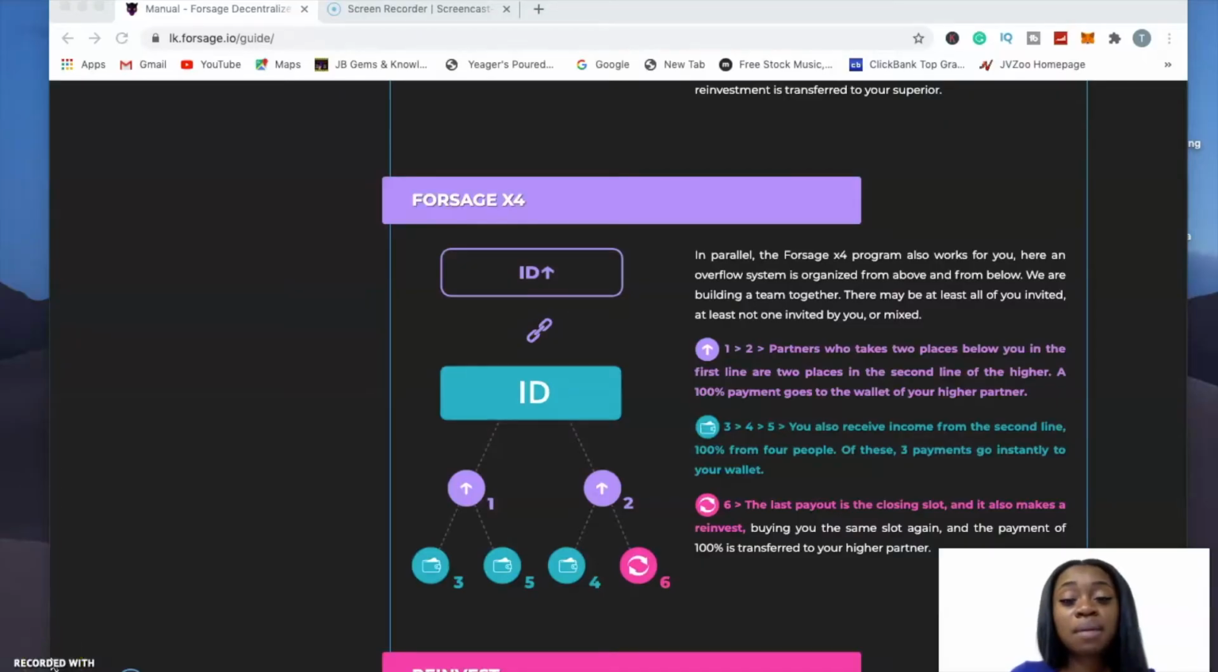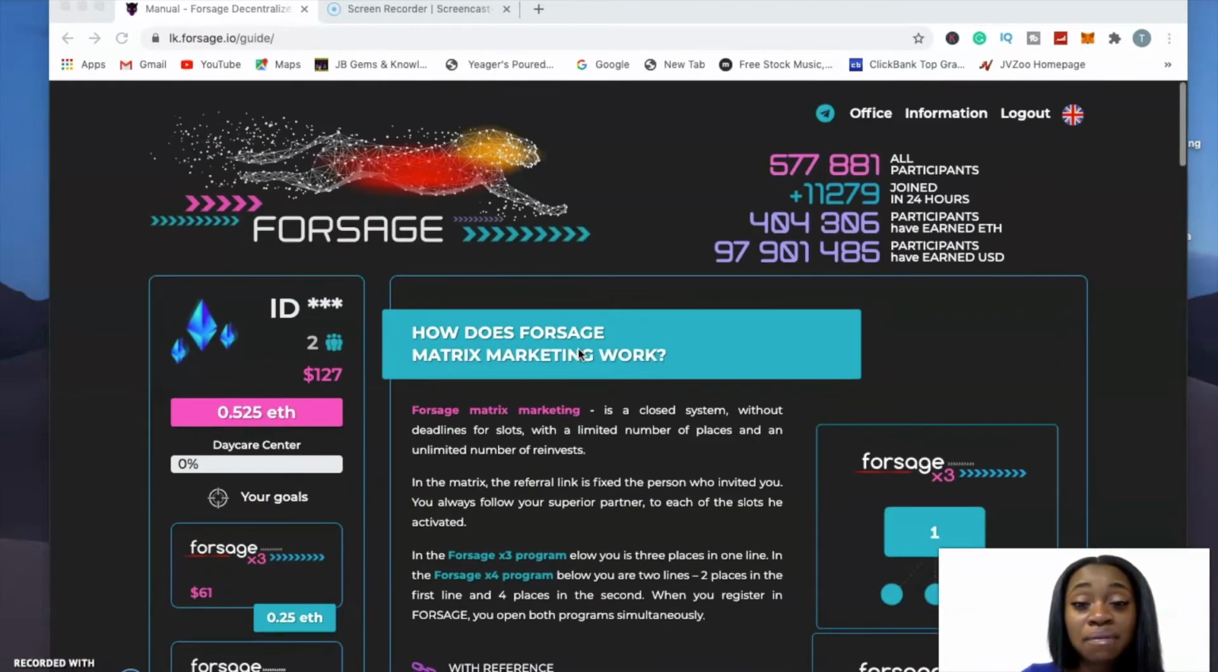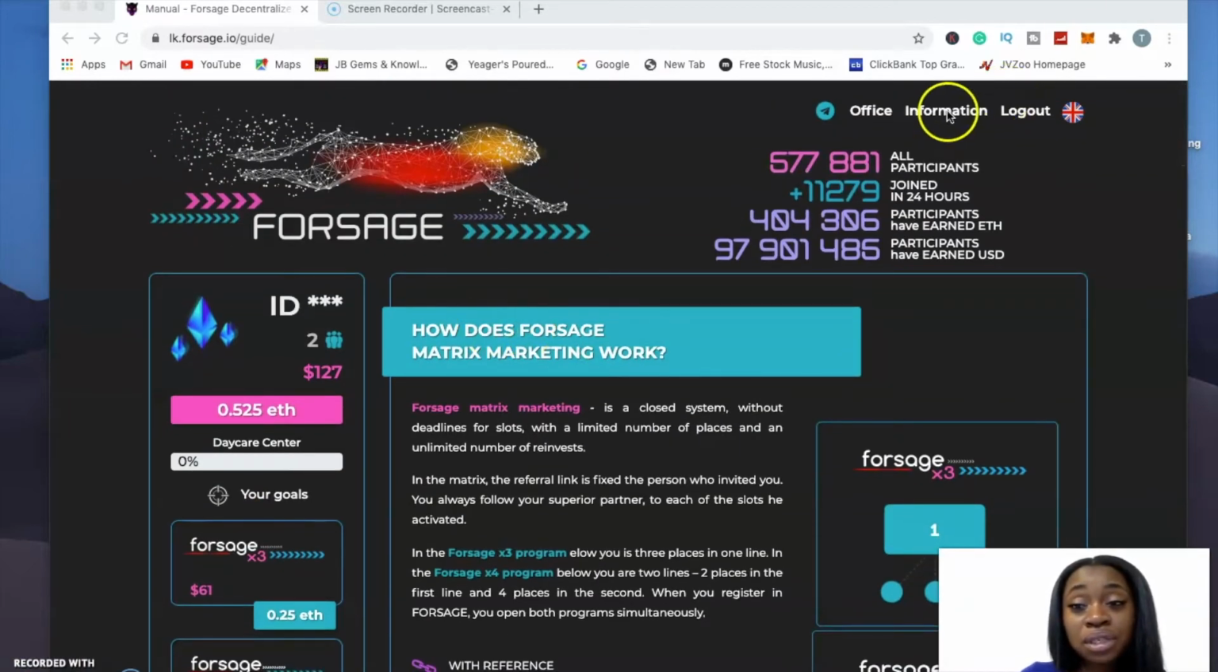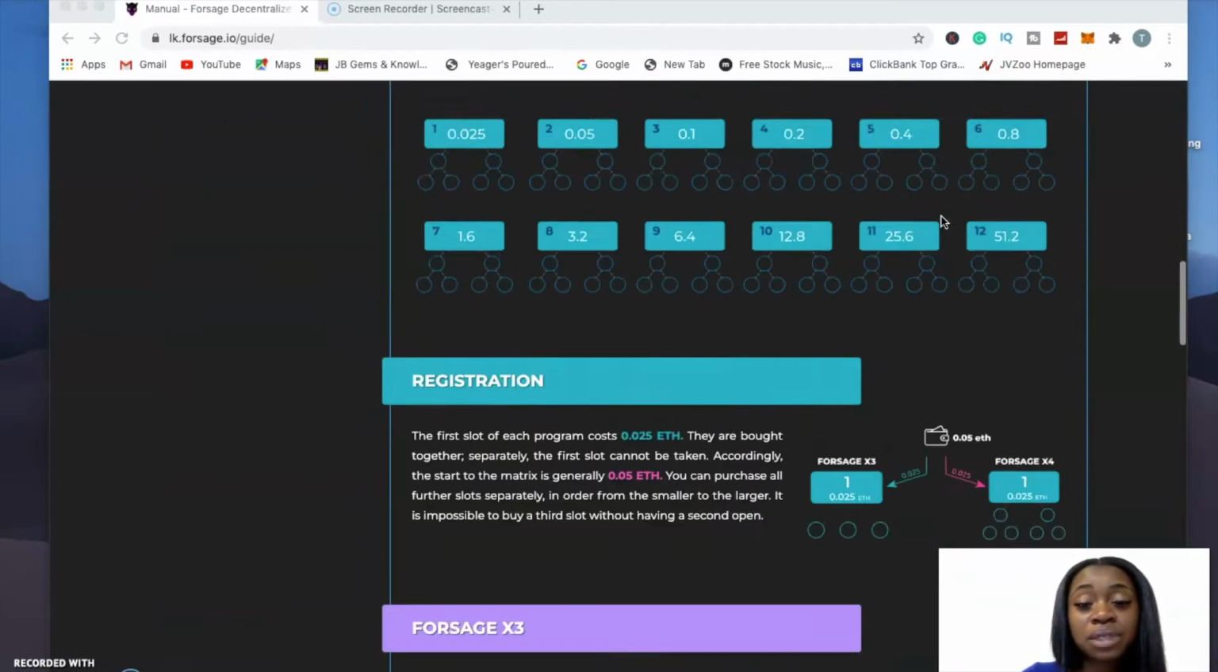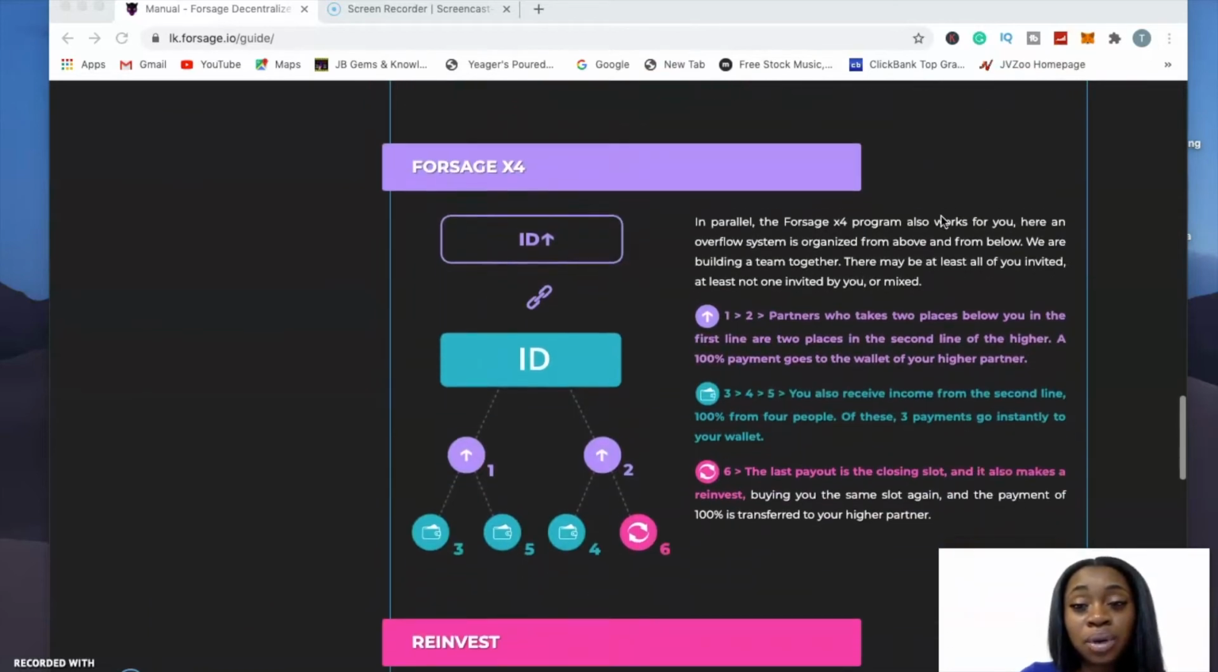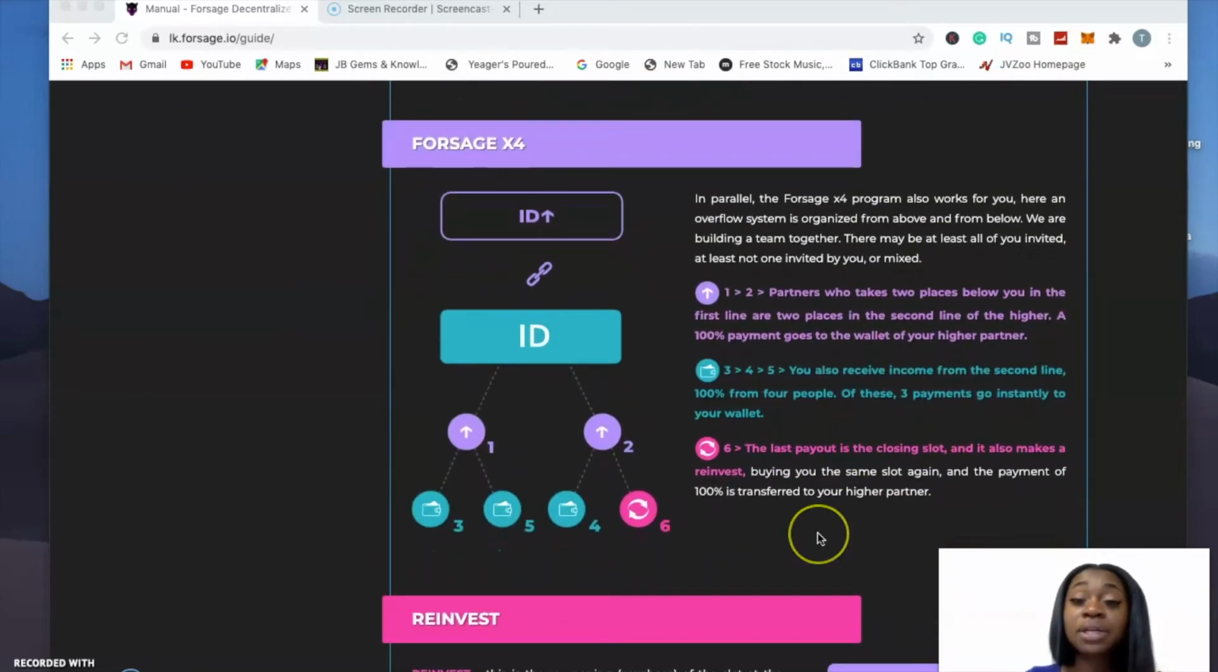All right, guys, so I'm in the X4 portion of the back office page. If you have a Forsage account, you just click right here on information and scroll down, and you'll be able to see where it explains X4. So I'm going to read it to you, and then I'll probably summarize it in my own words. So let me read it.